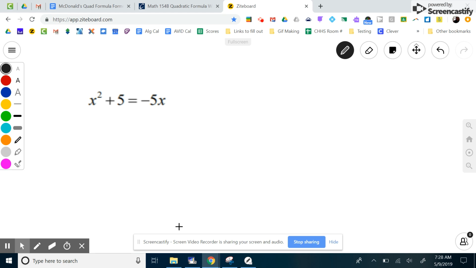So for this problem, first thing as always is put it in standard form. In order to get it to standard form, we've got to move this negative 5x to the other side of the equal sign. So I'm going to add 5x to move it.